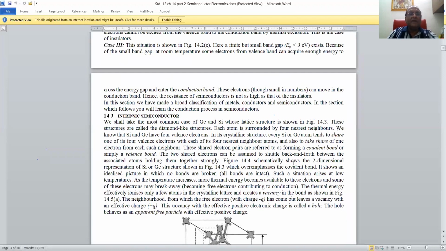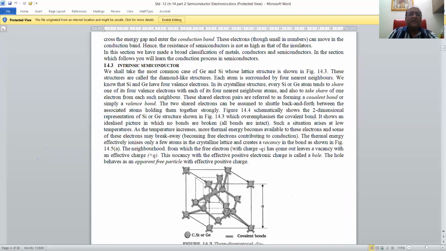This energy gap, that is of the order of silicon and germanium, that is given to you. For silicon, I think it is 1.1 electron volt, and for germanium that is 0.7 electron volt.